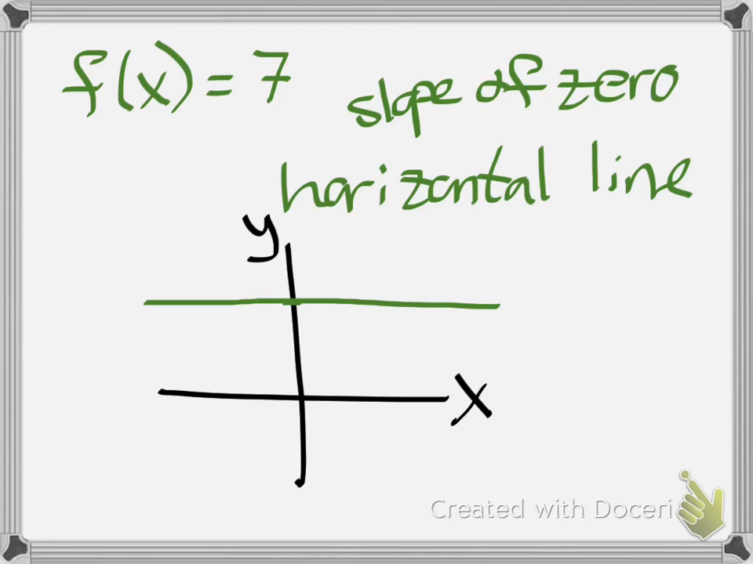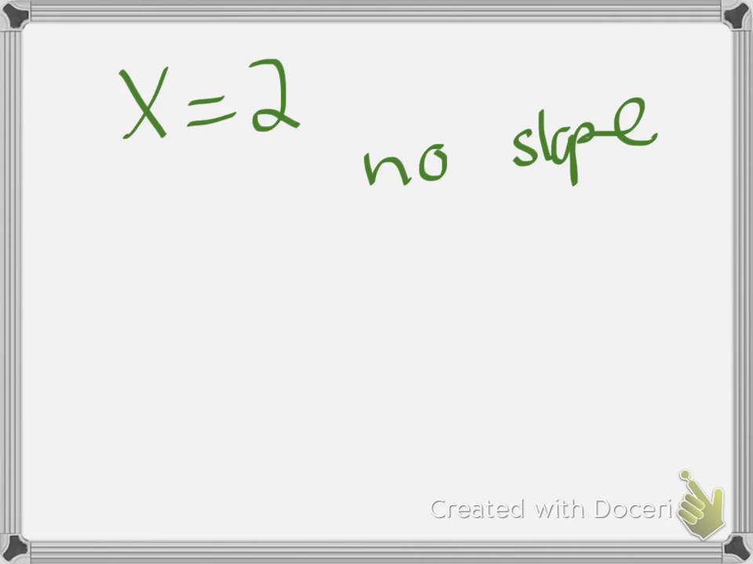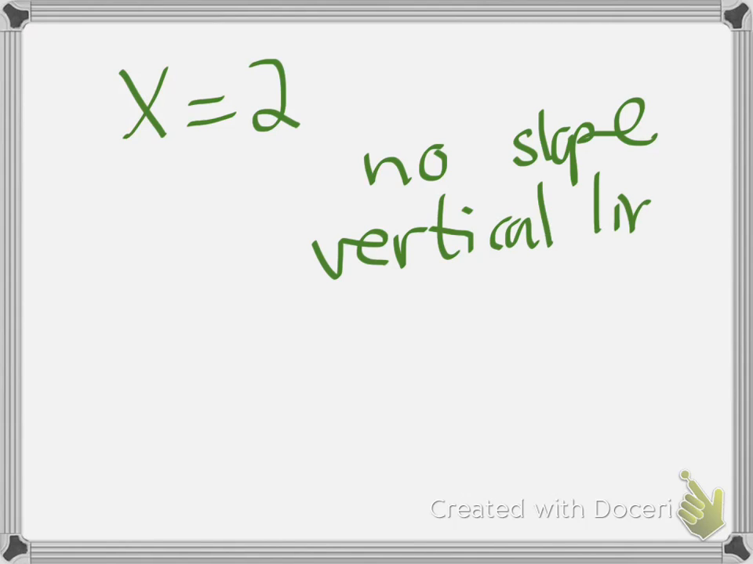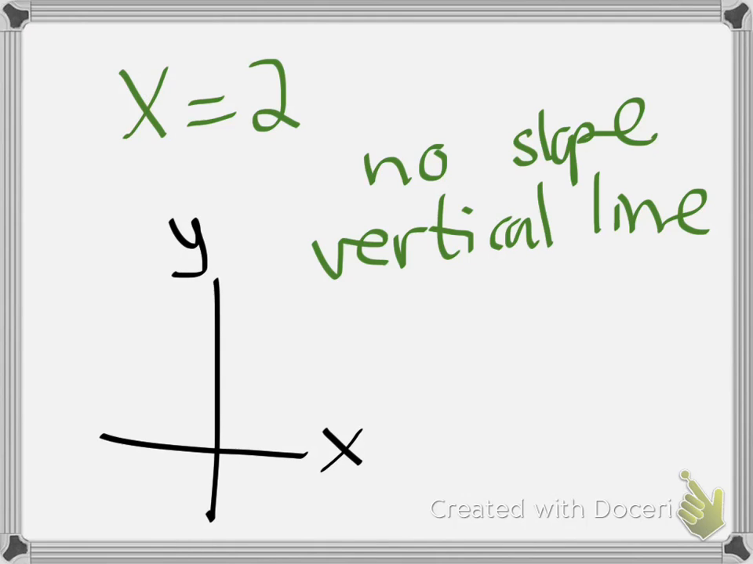A couple of other fluke examples then. What if I were to give you something that just simply said x equals 2? This one has no y, or no f of x, so this is the one that has no slope whatsoever, and in fact this is a vertical line. To graph that vertical line, with my x and y, you would just go to the x value of 2 and then draw that as a vertical line.